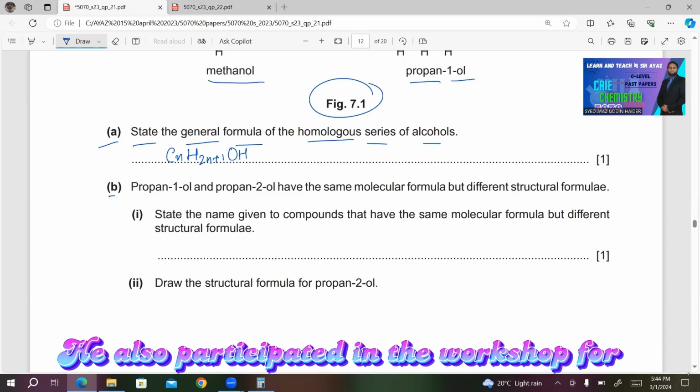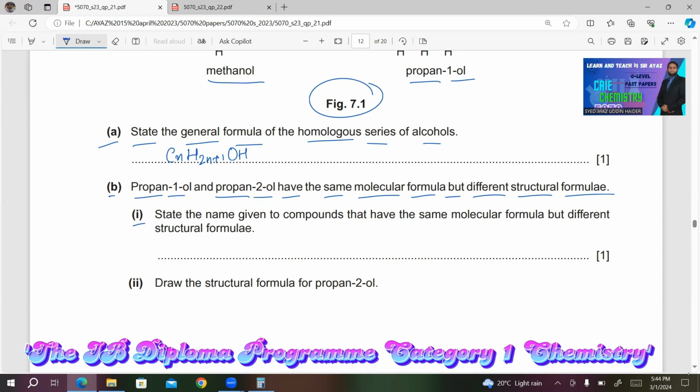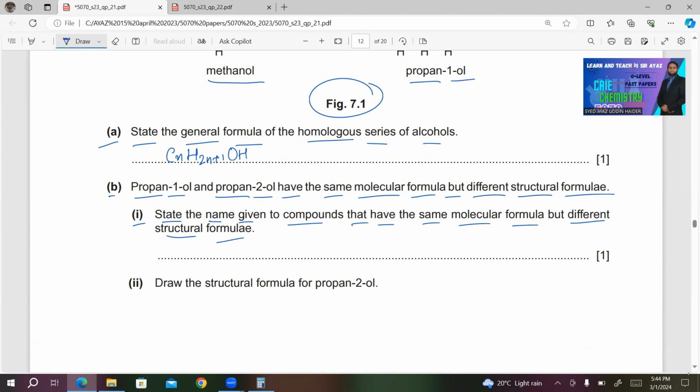B. Propan-1-ol and propan-2-ol have the same molecular formula but different structural formula. 1. State the name given to compounds that have the same molecular formula but different structural formula. You call it isomers or structural isomers. Structural isomers, or even you can write isomers for this.